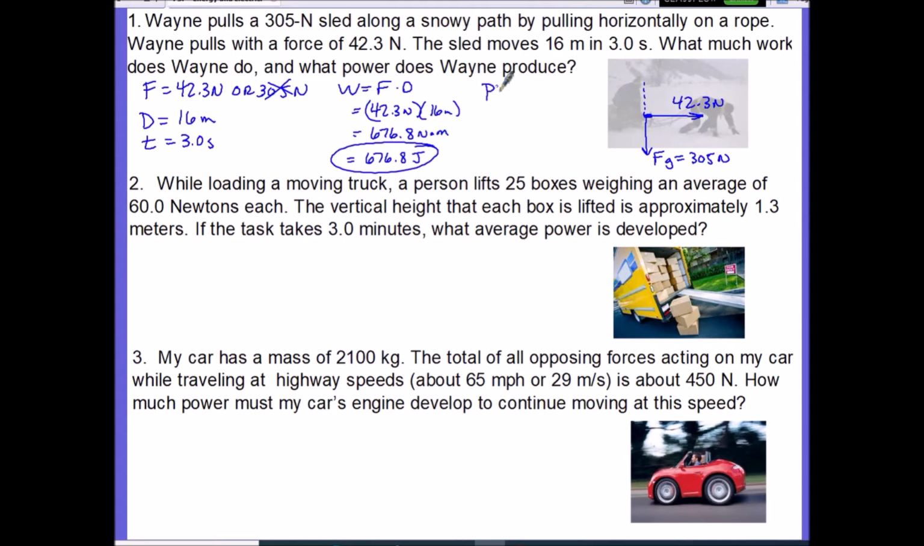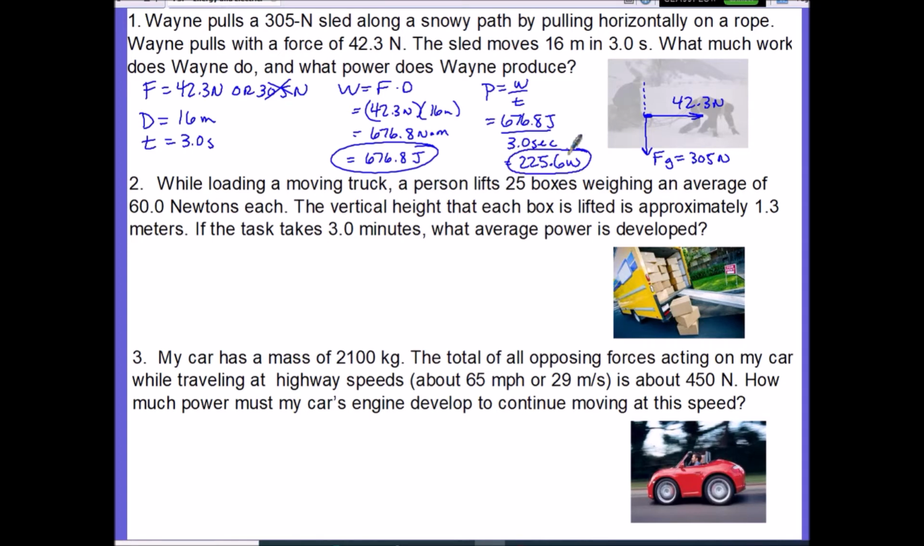Power is a work per unit time idea. We just calculated that he does 676.8 joules of work. That takes him 3 seconds. So I just simply take that number divided by 3, and I get that he's doing work at a rate of about 225.6 joules per second, or watts.